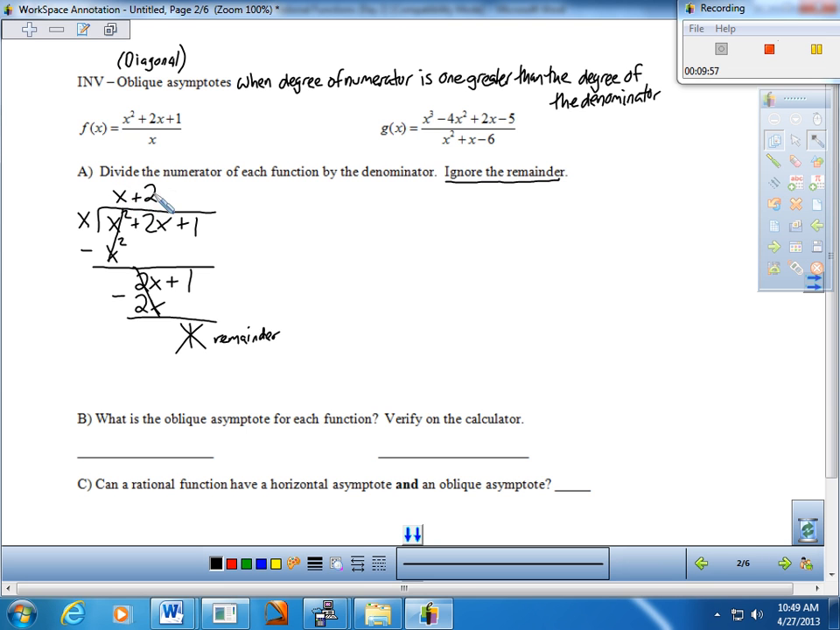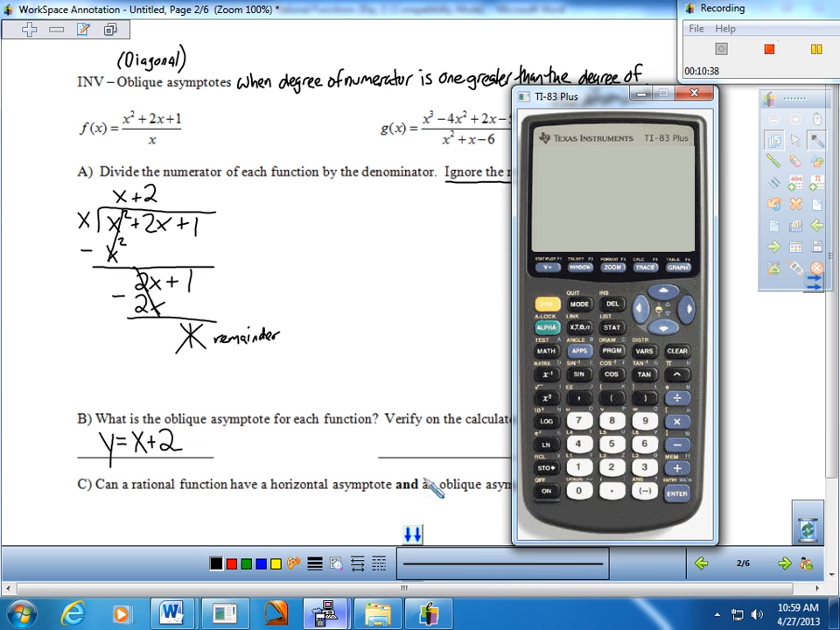Mx plus b. And so as a result, it says right down here, what is the oblique asymptote for each function? Well, for right now, guys, I'm going to say that it's y equals 1x plus 2. And now I want to see it. So let's go for it. Let's just check this out, just see what it looks like graphically.